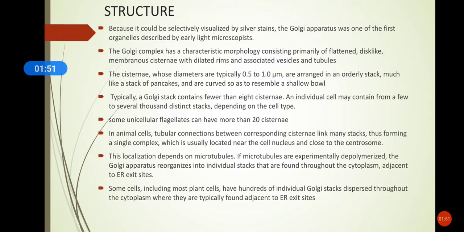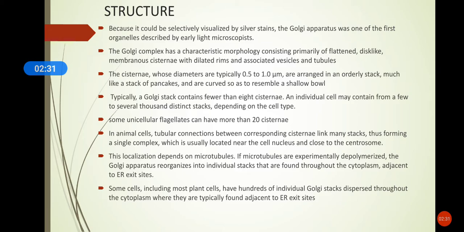The cisternae have diameters ranging from 0.5 to 1.0 nanometer, and they are arranged in a stack-like manner, like a stack of pancakes. But these pancakes are curved at their ends, so they resemble shallow bowls. Typically a Golgi stack consists of fewer than 8 cisternae, but in some cells we can see several thousand distinct stacks of these cisternae. In unicellular flagellates, they have more than 20 cisternae.